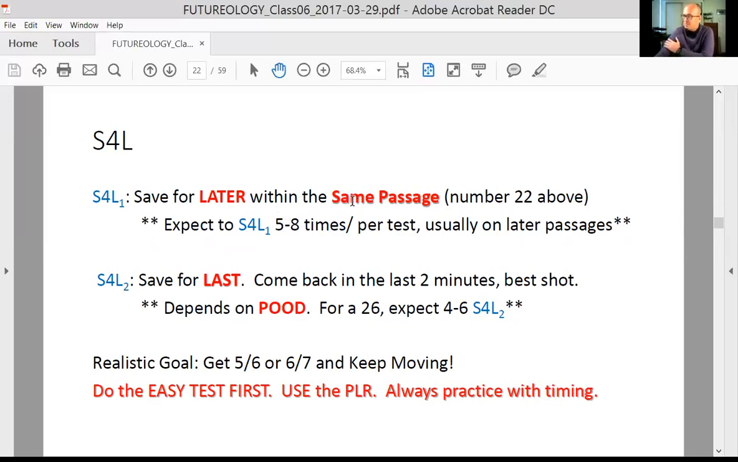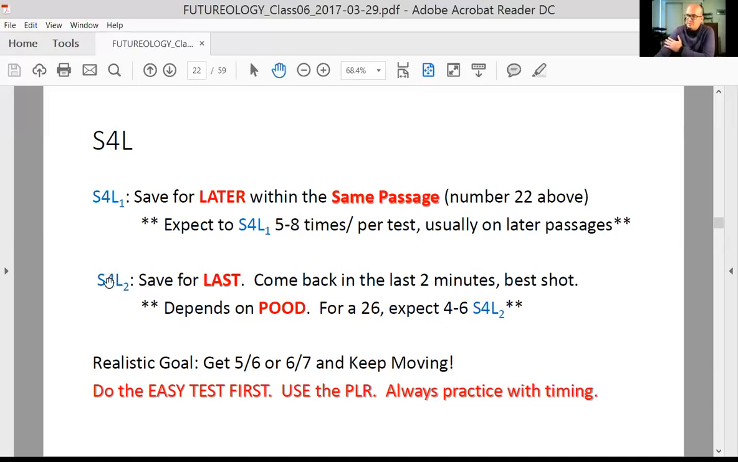Sometimes the other questions will give a hint. Expect to do the save for later 5 to 8 times per test, and usually on later passages like 3, 4, 5, or even 6. Especially passage 6, because you'll be a little rushed on passage 6 at the end of the test. Depending on how strong you are at science, you might only save for later 2 or 3 times, but every student is going to save for later. So I really would say it's around 5 to 8 times for the average student.